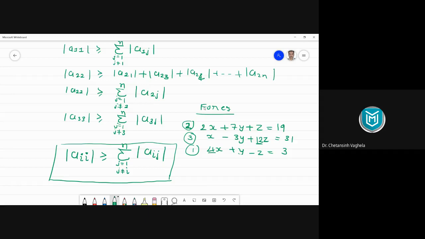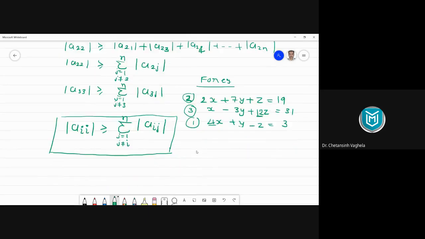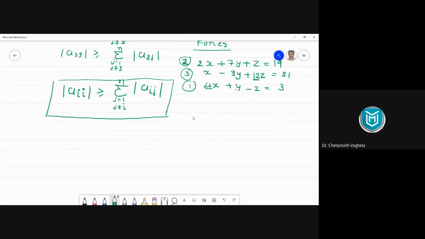So if we rearrange our system, then after rearranging, your system will look like this. 4x plus y minus z is equal to 3. Then we have the second equation, 2x plus 7y plus z is equal to 19. And then we have x minus 3y plus 12z is equal to 31.